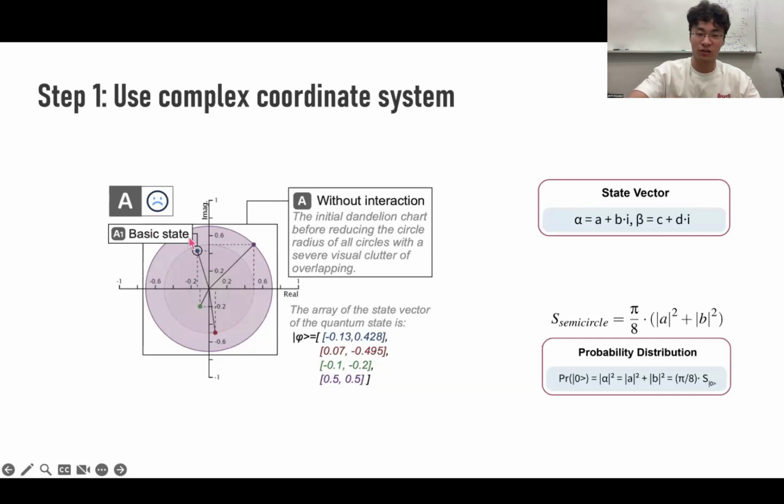So from now on we can observe the probability of a state based on the area of the circle. But based on this principle, we can easily find that there is a very severe visual clutter in this design, right? Because for the 4 points in this figure, we need to draw four circles, and you can see this purple one overlaps onto the green one, the red one, and the blue one.